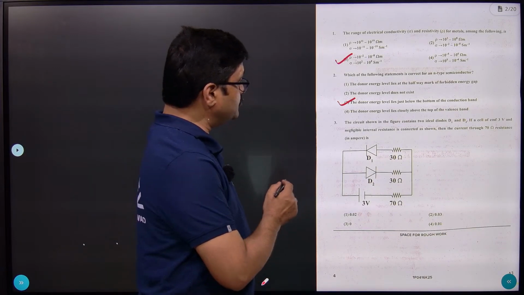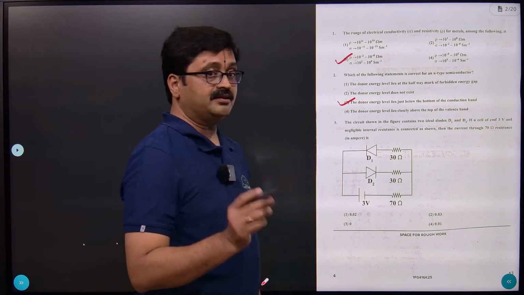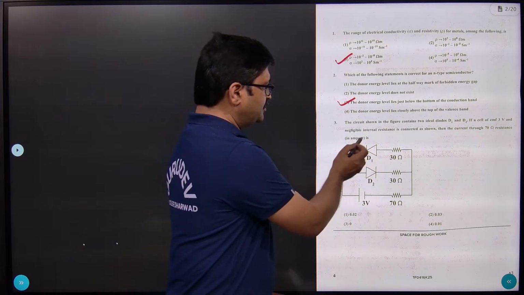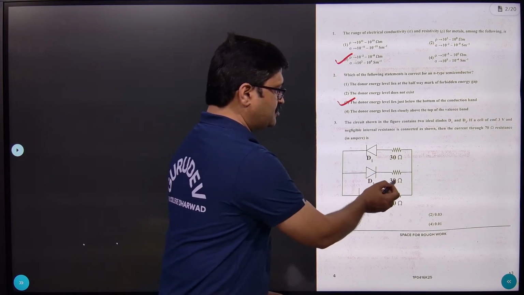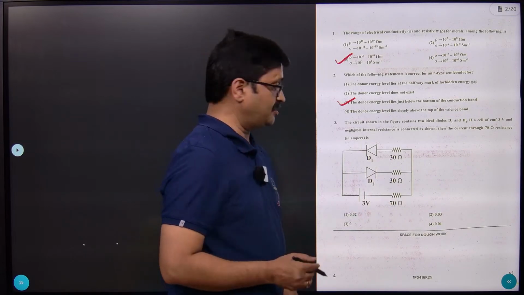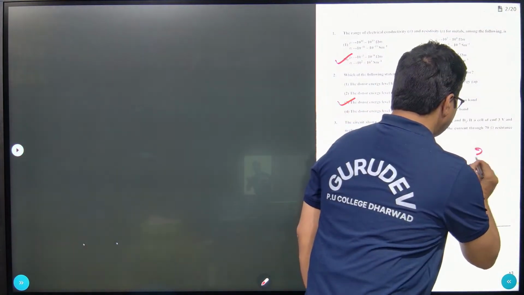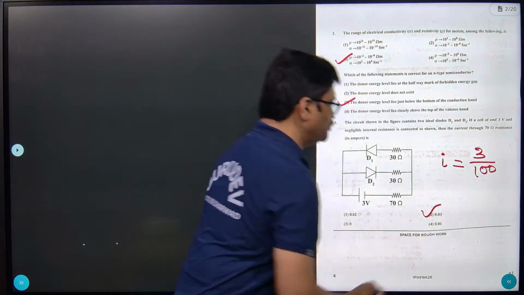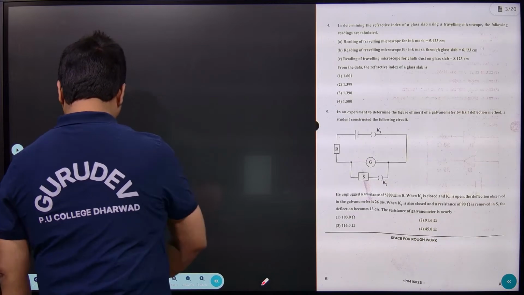Then moving on to the third question, in this particular circuit, they want us to find the current. In this case, D1 is in reverse bias and D2 is in forward bias. Because of that, only the 30 ohm resistance will be effective for the conduction of current. So 30 plus 70 is 100. Hence current I will be equal to EMF 3 divided by 100, so it happens to be 0.03. Now let's progress with the next question quickly.